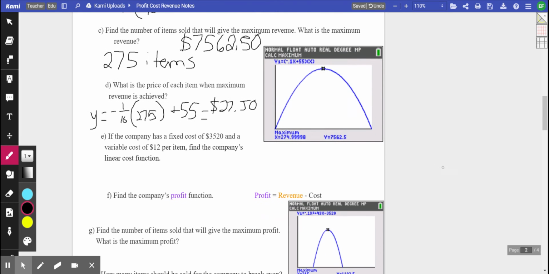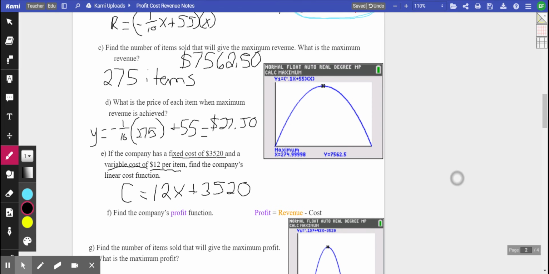So again, let's go a step further. If the company finds a fixed cost of $3,520 and a variable cost of $12 per item, we have to find the company's linear cost function. I'm going to call cost C. We're told that we have a variable cost of $12 and a fixed cost of $3,520. We know this cost function is going to be linear. So think about, again, your slope-intercept form, y equals mx plus b. M is your variable cost, and your fixed cost is your b.